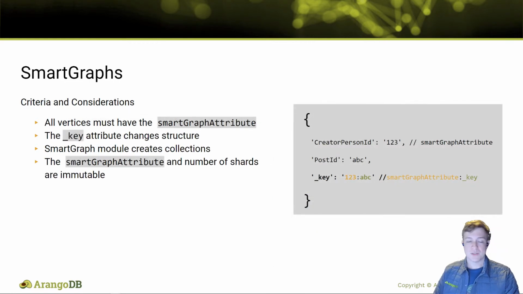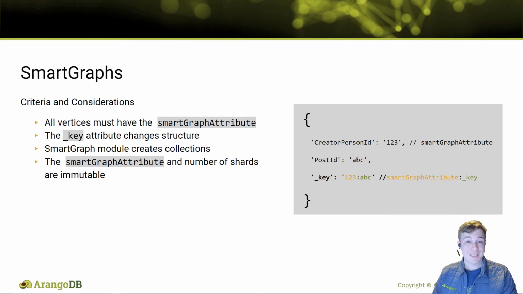Some considerations to think about when setting up a SmartGraph. When defining a SmartGraph, a few things to consider include being aware that all vertices must contain the smart graph attribute, with one exception that I'll point out in just a moment. It's good to be aware that smartified document key values are slightly different as well.